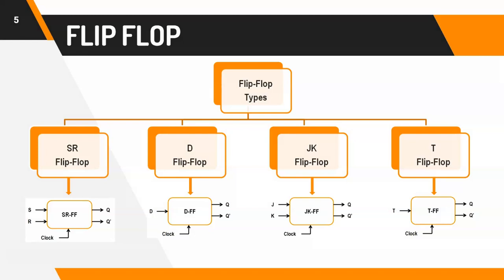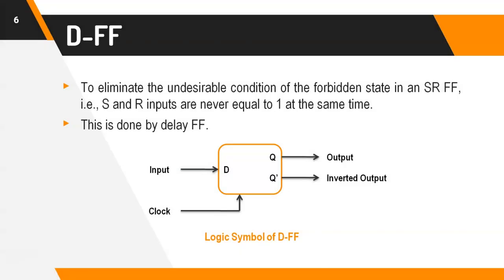Then, how many types of flip-flops are available? We have 4 types of flip-flop. They are SR flip-flop, D flip-flop, JK flip-flop, and T flip-flop. Among these, we will see about D flip-flop in this presentation. Very first, we should know why we are going for this D flip-flop rather than our SR flip-flop. In SR flip-flop, when both the inputs are high, I mean when S equal to 1 and R equal to 1, we will have an invalid condition, or we can also call it an unused condition or forbidden condition.